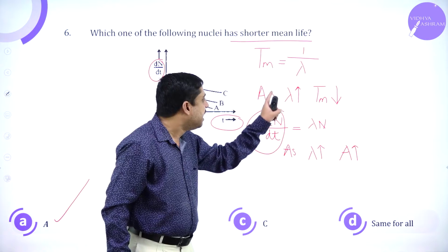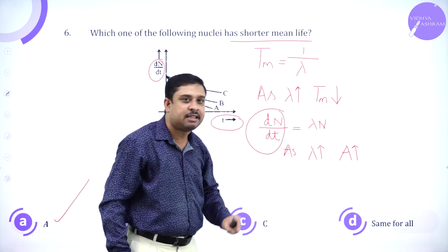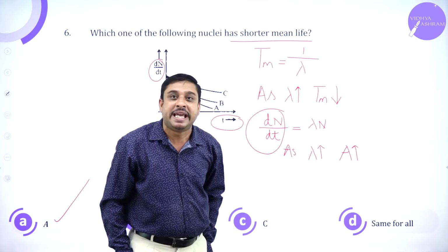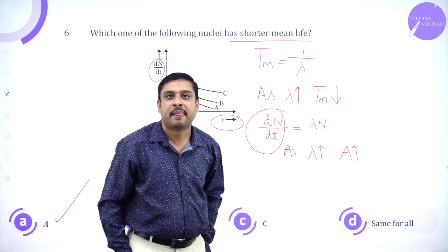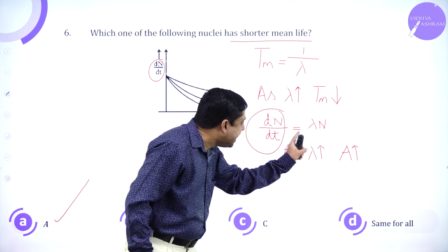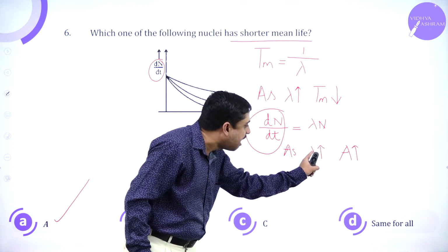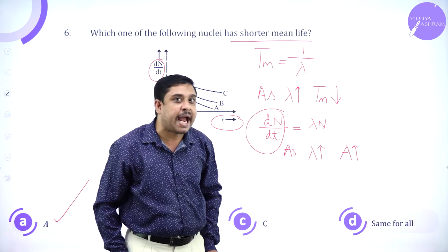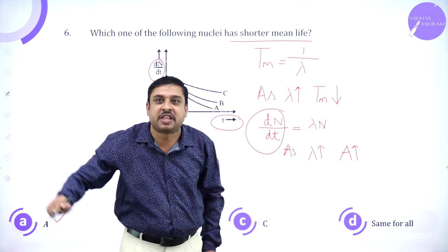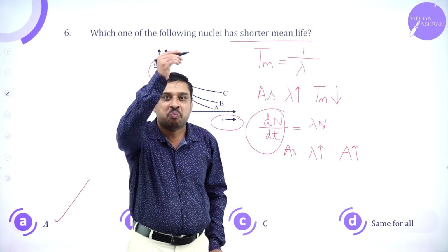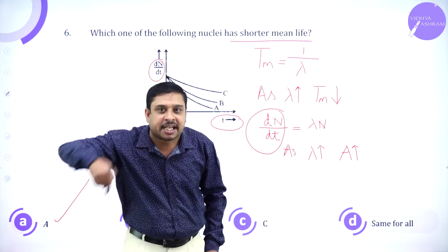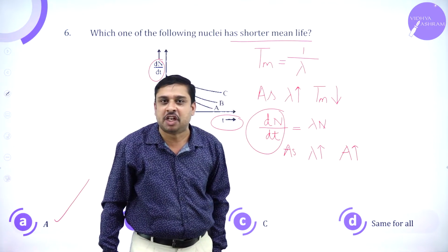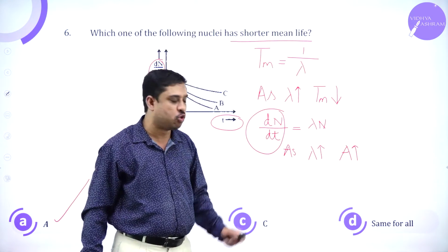Look, if lambda increases, that is, if the decay constant increases, mean life becomes less. In the same way, if the decay constant increases, activity increases. So how do I denote activity? Steepness of the curve should be more. More steeper, activity is more, less is the mean life of the nuclei. So A should be the answer.